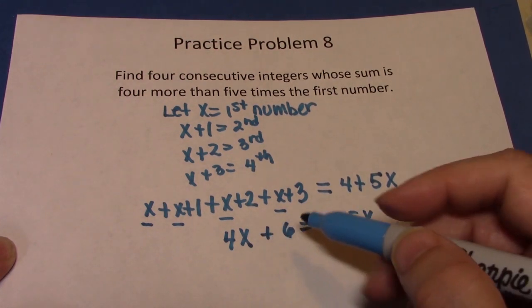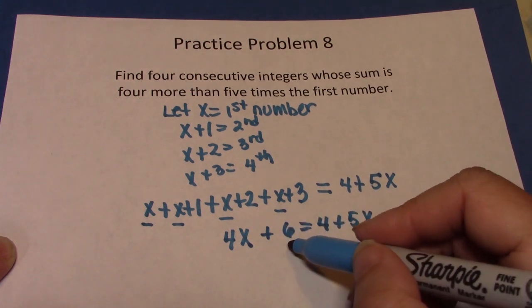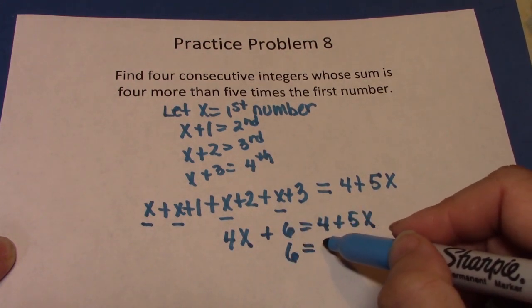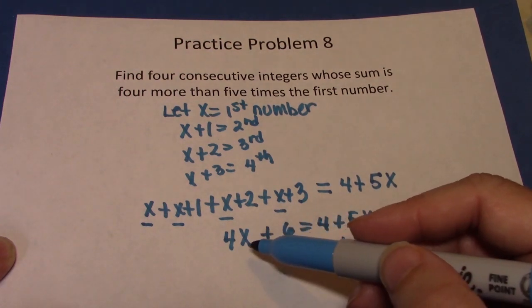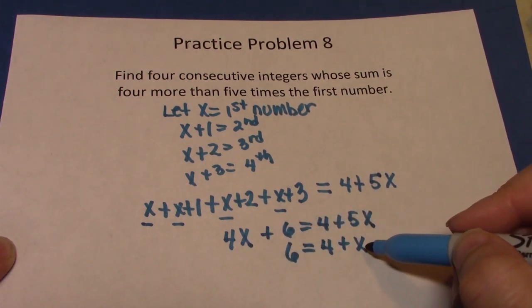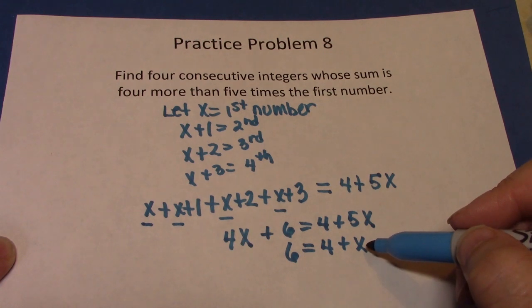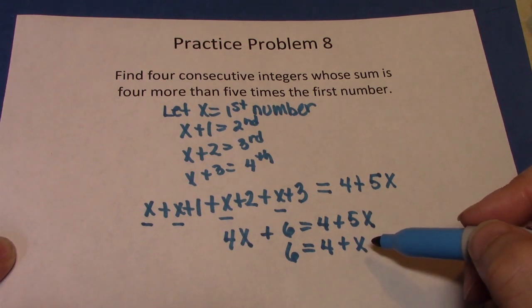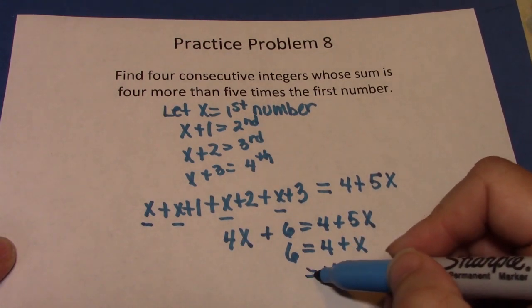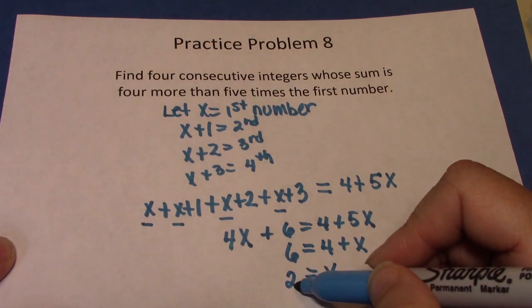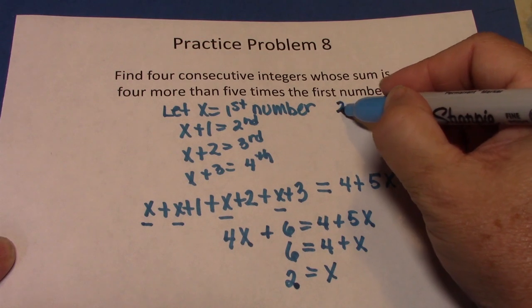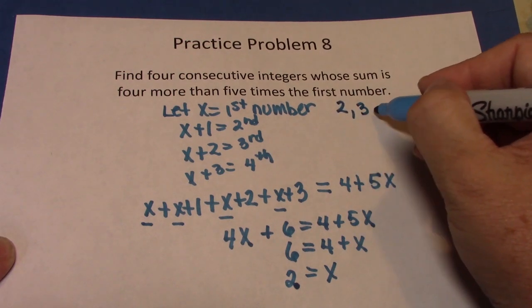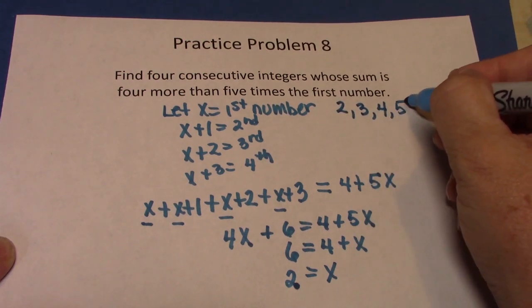Let's subtract the 4x from both sides. We'll leave that with 6 equals 4 plus x, right? This canceled out. 5x minus 4x leaves us with just 1x. Now we'll subtract 4 from both sides and we'll get x equals 2. They wanted us to find all 4 numbers. So the first number is 2, the second number is 3, then 4, and then 5.